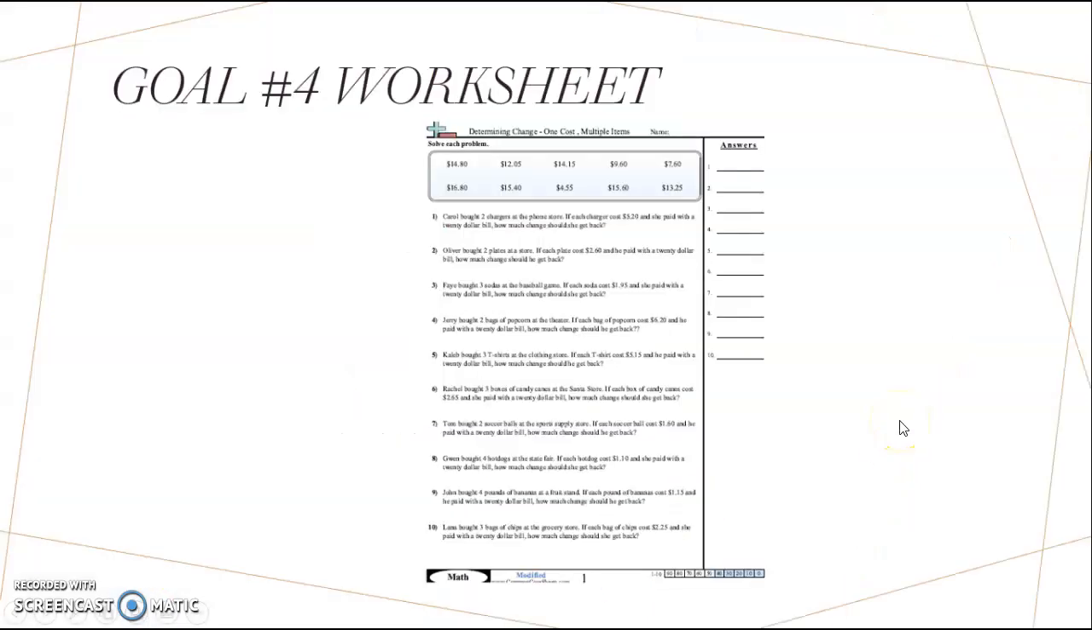So now we are going to be working on this worksheet. It is called Determining Change, One Cost, Multiple Items. So please take this worksheet out. Also, do not forget your calculator. We will be using it for this worksheet.